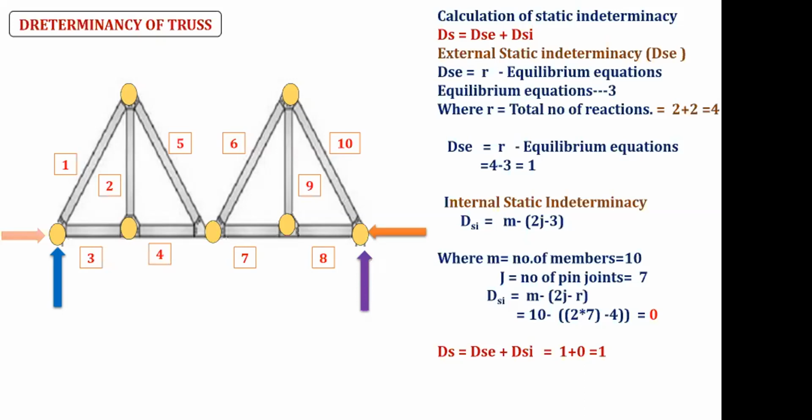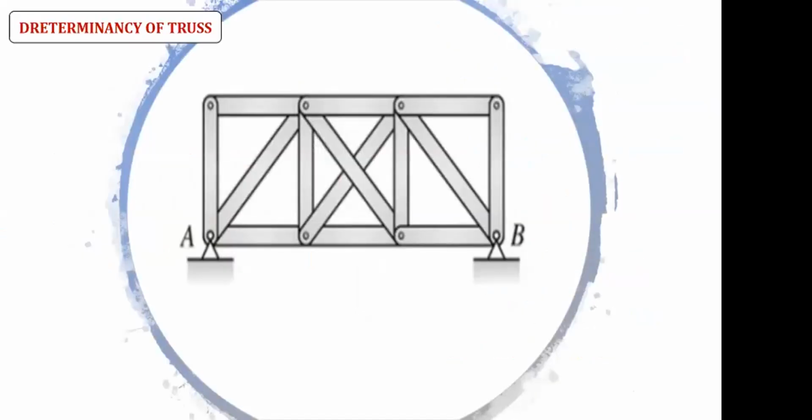The previous two trusses are statically determinate. So this is statically indeterminate. To calculate these forces, we require one additional equation. Now if you take this one, what is its external, internal?